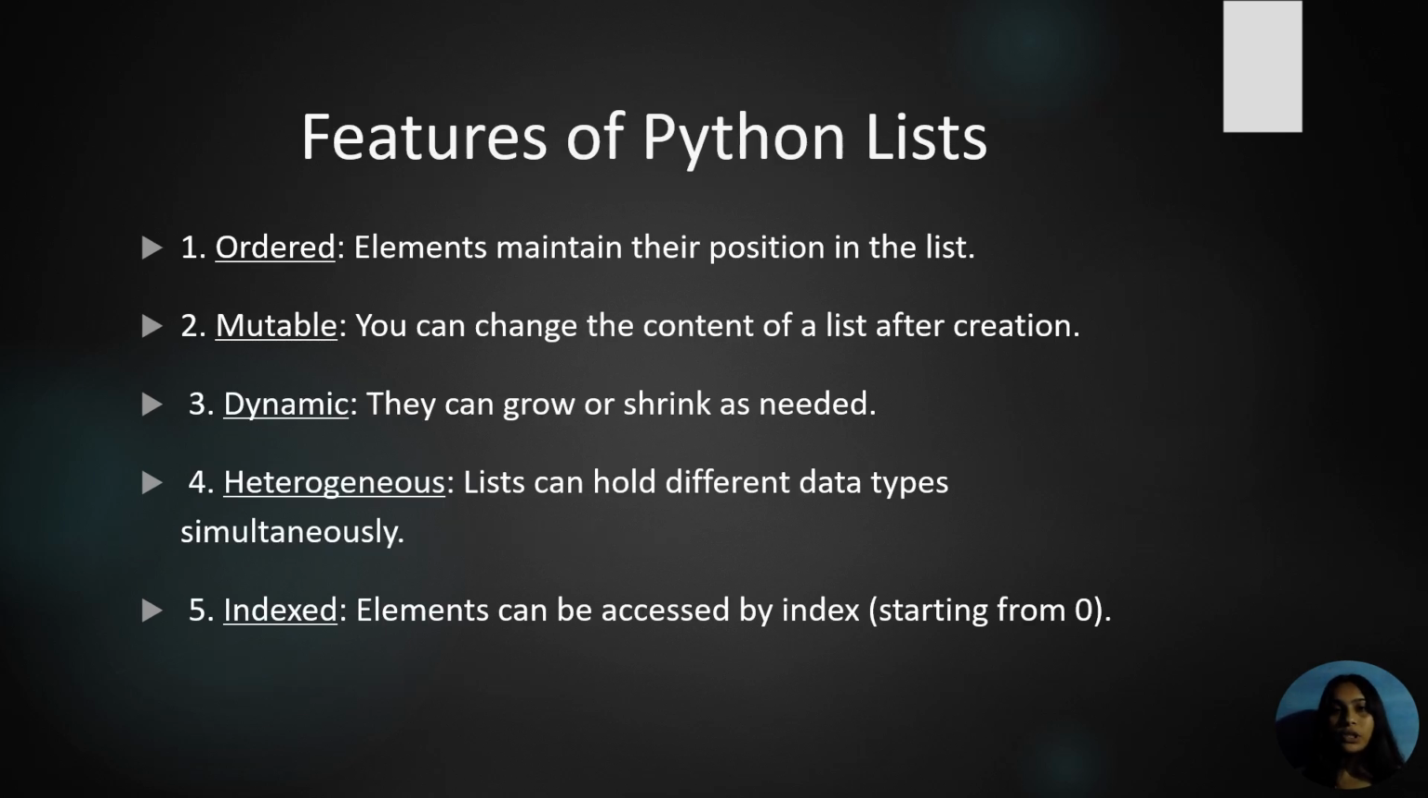Here we have the features of a Python list. First, it is ordered: the elements maintain their position in the list. It's mutable: you can change the content of the list after creation. It is dynamic: lists can grow or shrink as needed. It is heterogeneous: lists can hold different data types simultaneously. And it is indexed: the elements can be accessed by index, starting from 0 onward.